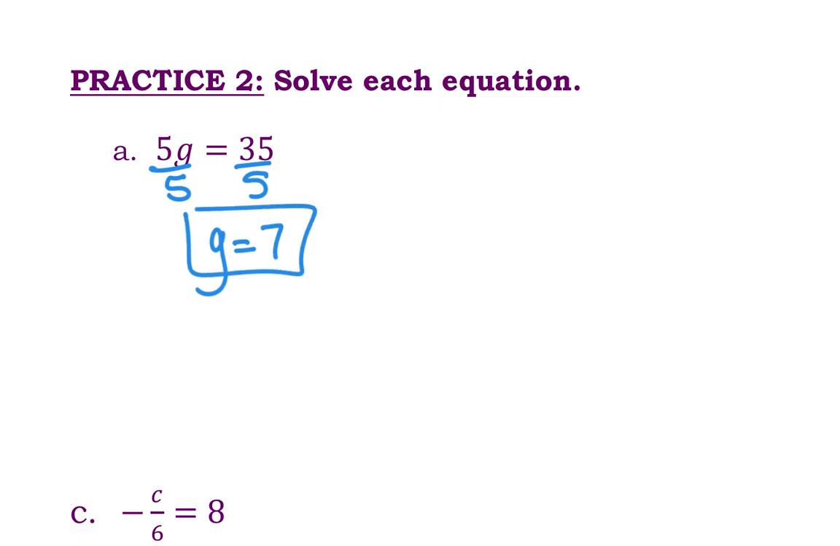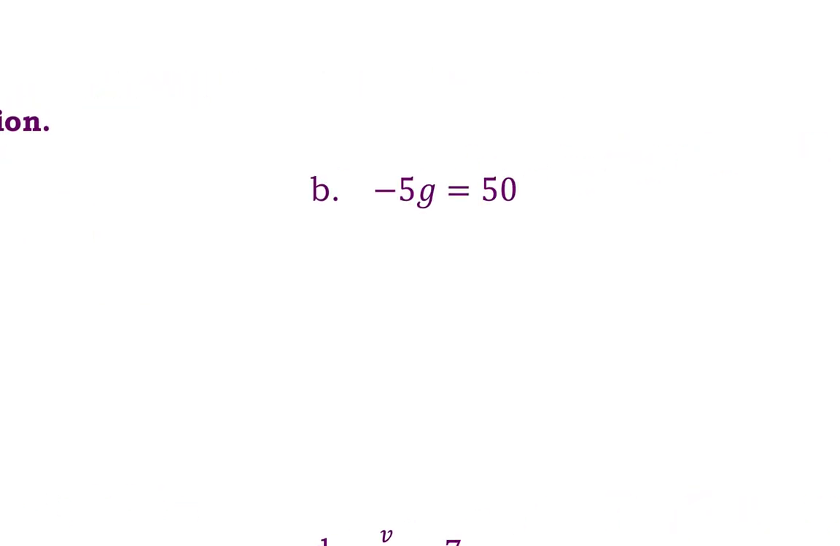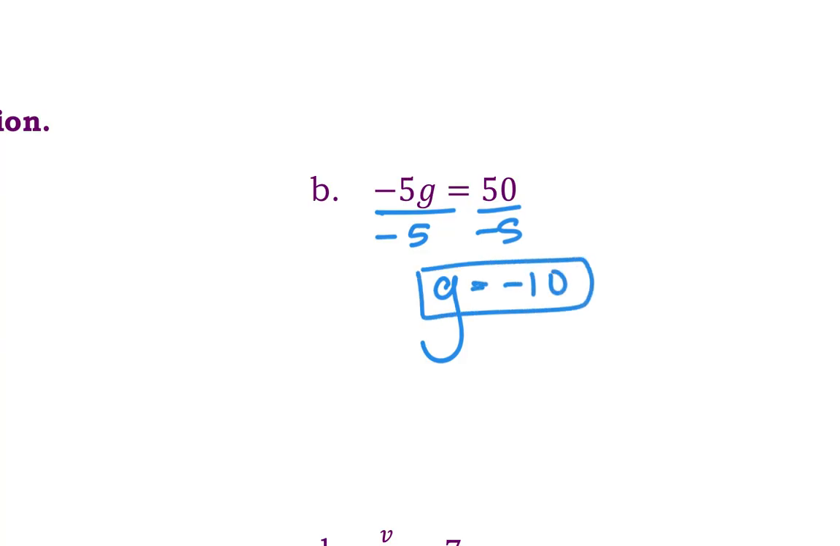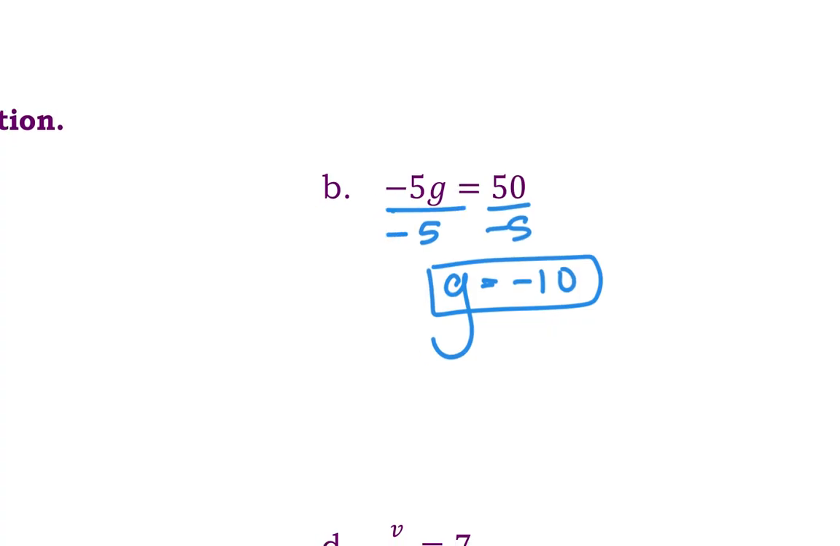What's 5 times your answer? If my g is 7, I'm going to plug it in here. What's 5 times 7? 35. Okay. That's how you can check your answer. All right, what about this one? Multiplying or dividing? Divide by negative 5. So our g here is equal to negative 10. Don't forget your negative. Some kids are entering it real quick and they just forget to put the negative.